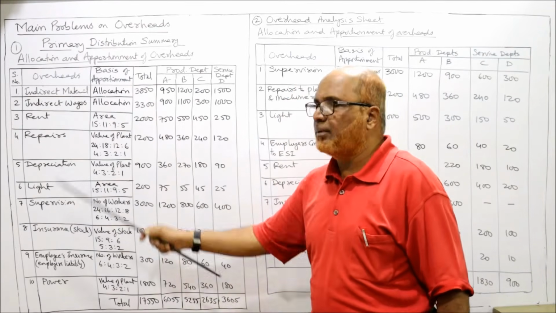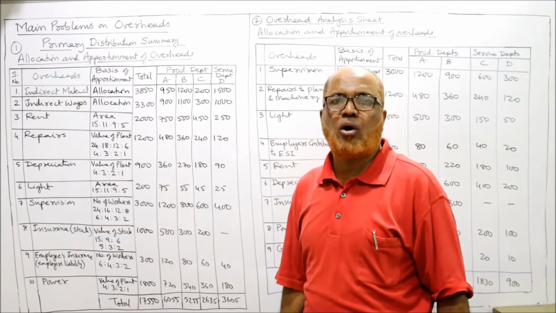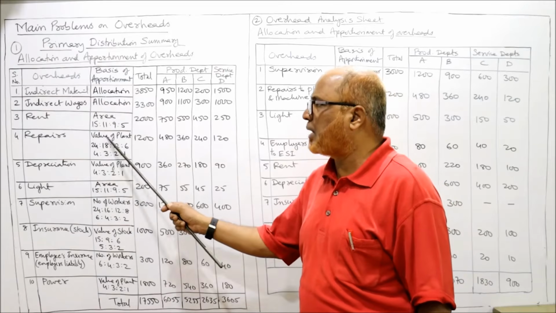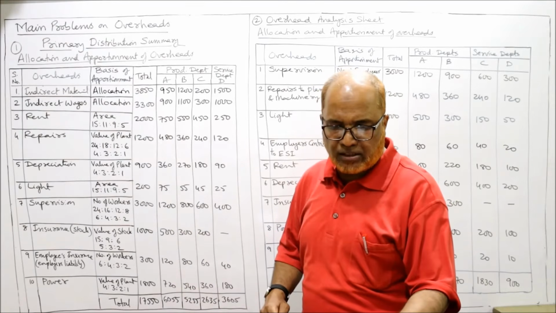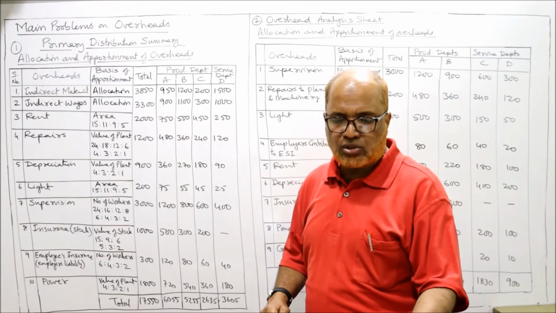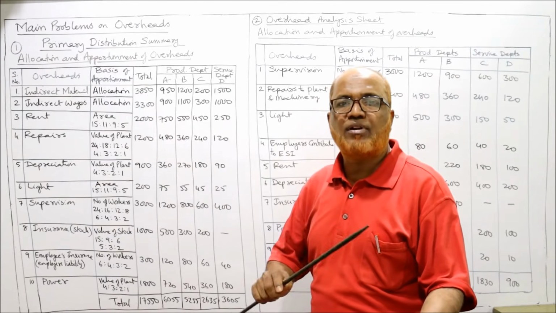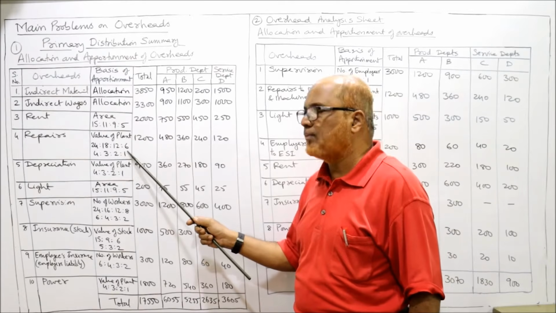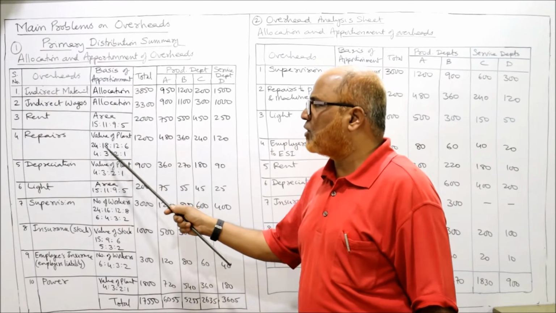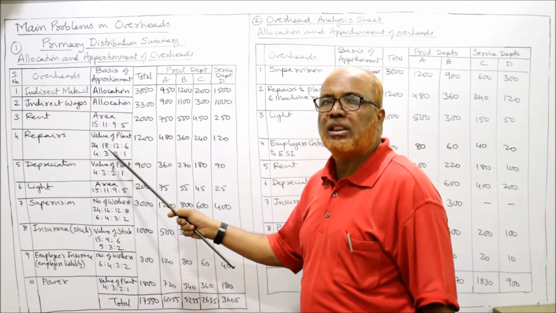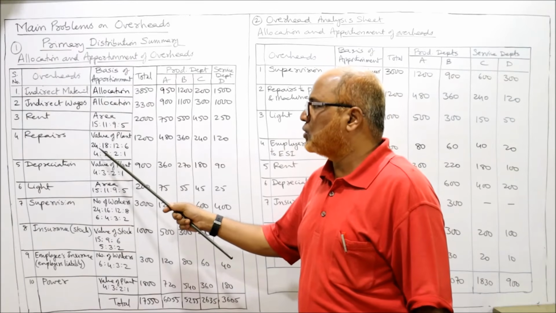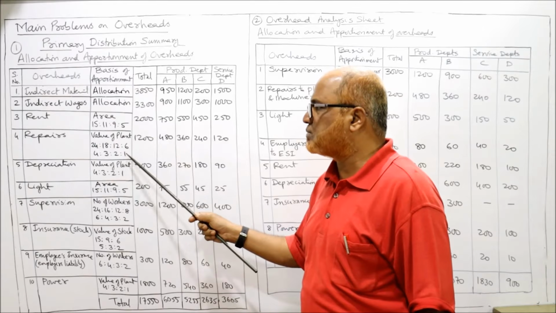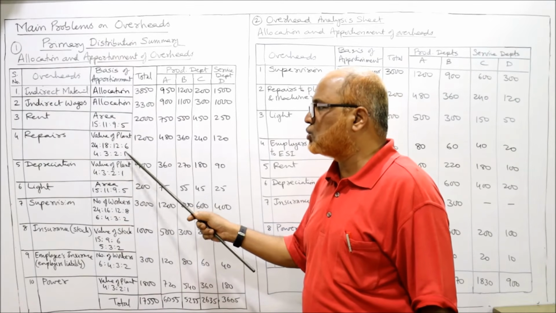We got them. Repairs. I told you repair is made on plant and machinery. The appropriate better method is value of plant. The value of plant is given in the problem: 24,000, 18,000, 12,000, 6,000. I have removed 3 zeros, so it will become 24 is to 18 is to 12 is to 6. Again I can simplify because all the values are divisible by 6. So 24 by 6, 4. 18 by 6, 3. 12 by 6, 2. 6 by 6, 1. So 4 is to 3 is to 2 is to 1.